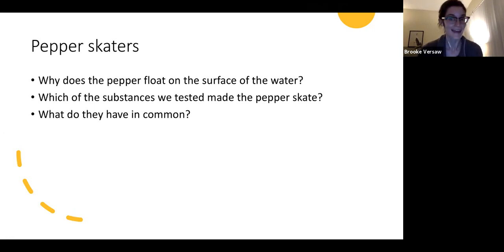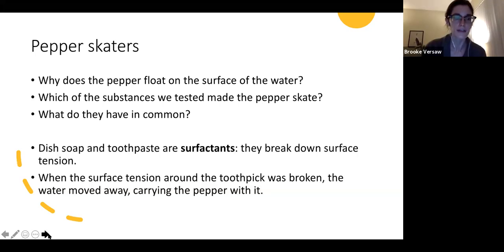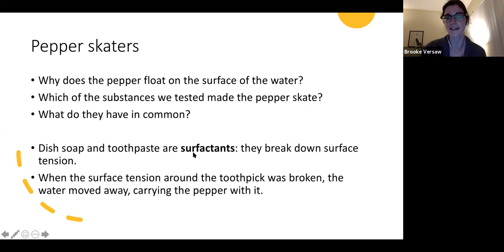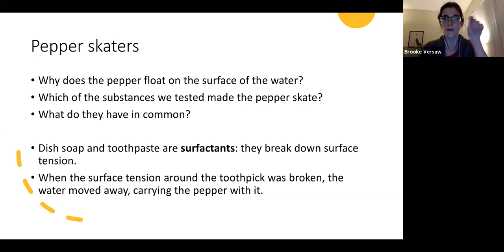They both clean things. Dish soap cleans your dishes. Toothpaste cleans your teeth. And one property in particular that both of these have that you may not have learned yet is that they're both called surfactants, which means that they break down surface tension. So what you're seeing when you drop a toothpick with some soap or toothpaste on it into the solution is that the surface tension around the toothpick was broken and then the water moved away, because the water still coheres to itself, but it takes the pepper with it.